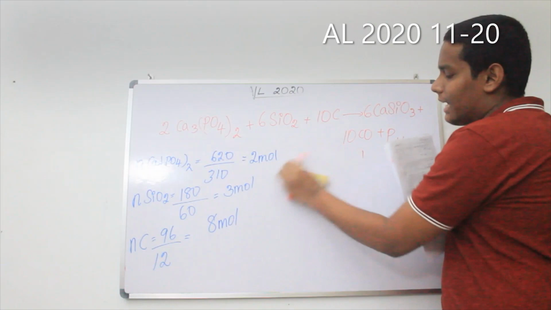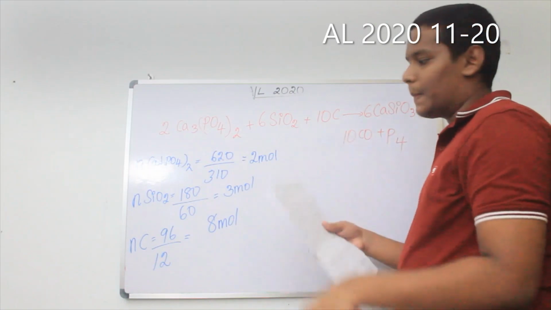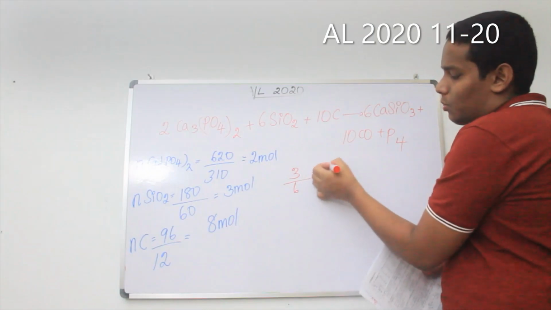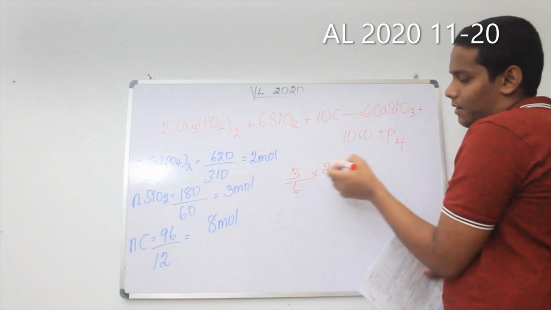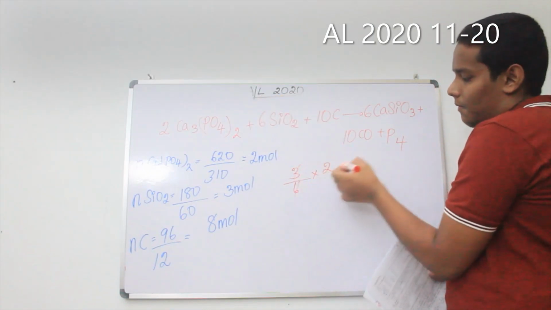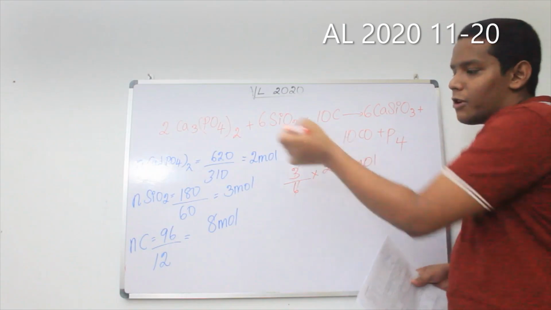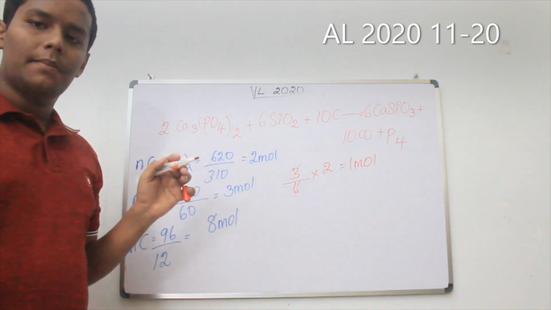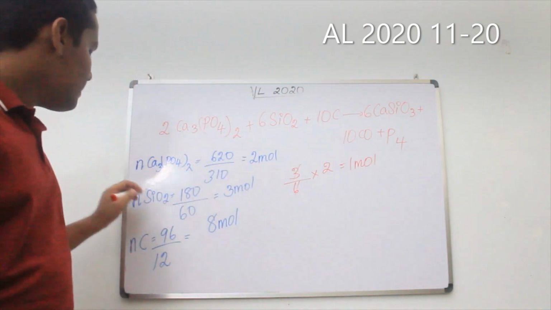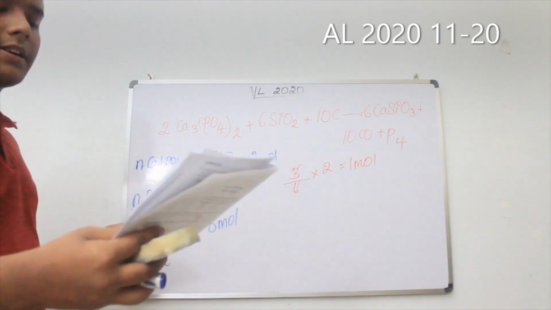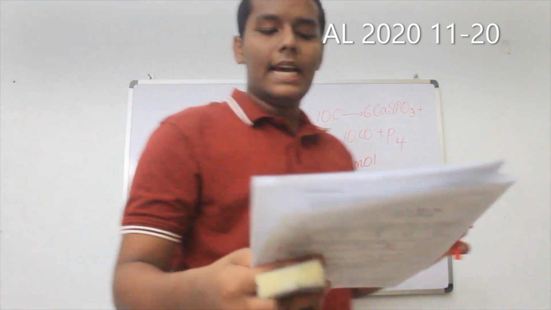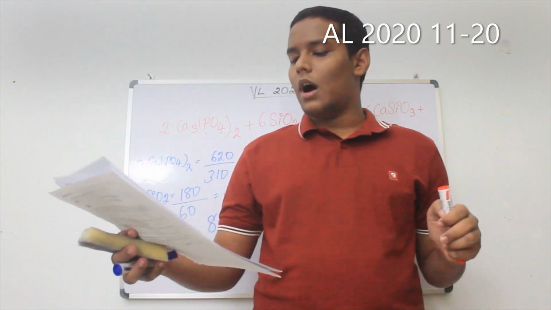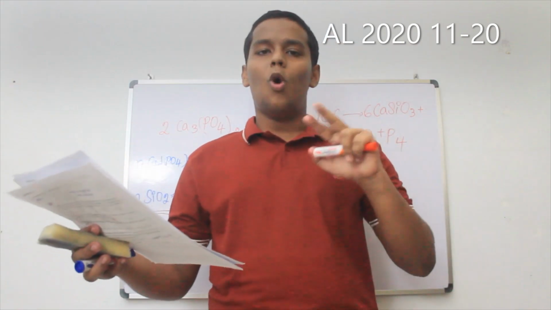If I consider silicon dioxide to be the limiting factor, 3 divided by 6 into 2 to find the number of moles of calcium phosphate. So this is 1 mole. Calcium phosphate, jolly well, he has 2 moles. He can give 1 mole. There's no problem in that. So therefore, silicon dioxide is my limiting factor. So third answer is also out. Fifth answer is also out. So your answer should be either 2 or 4.